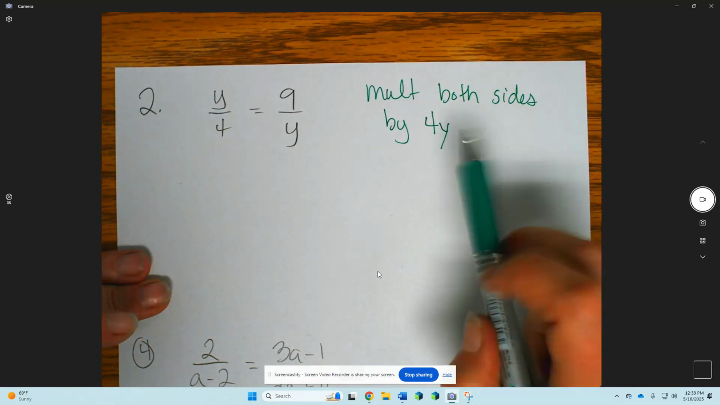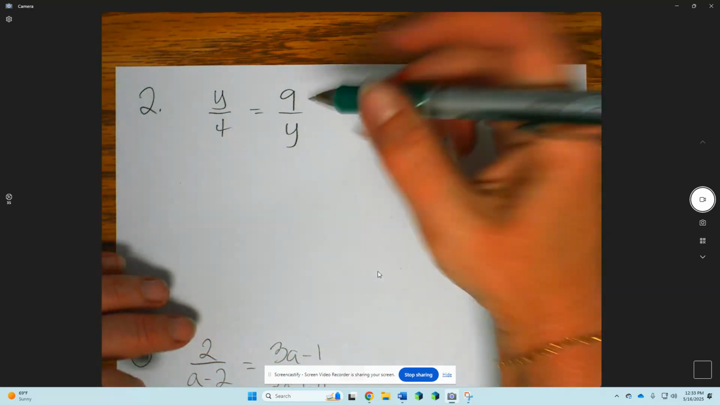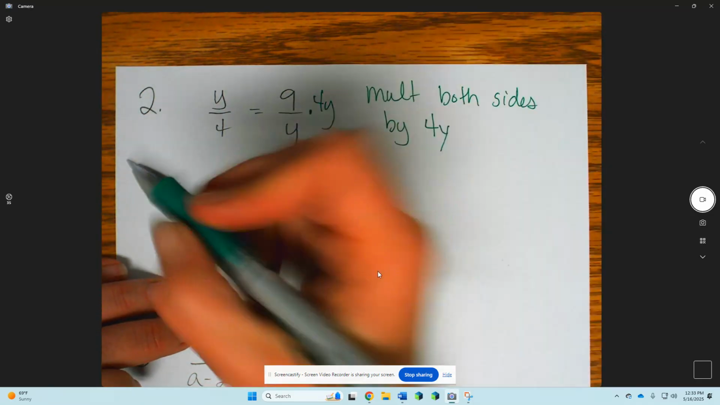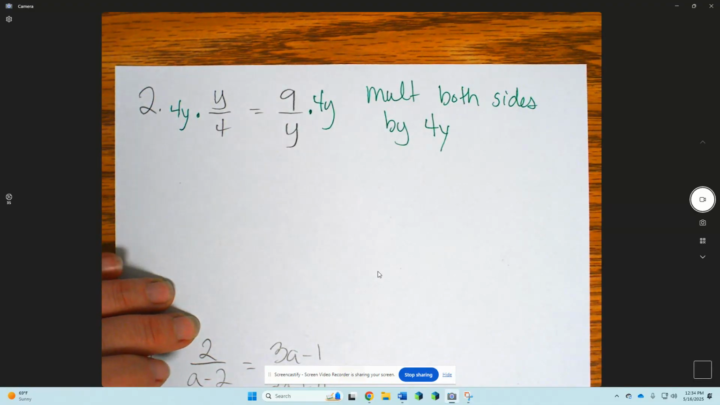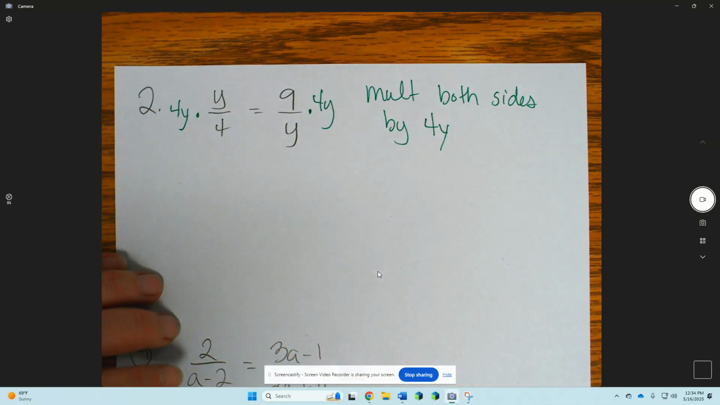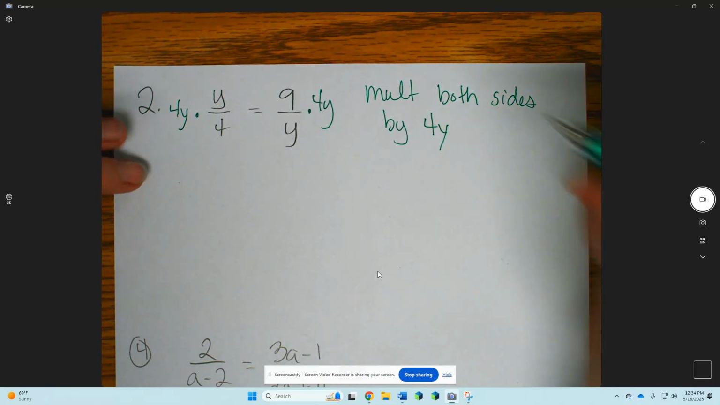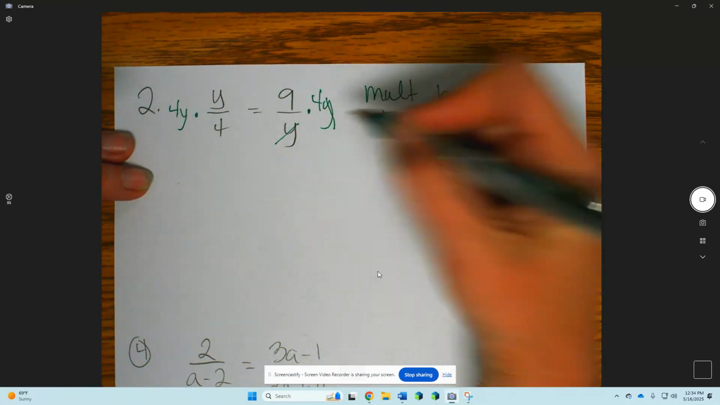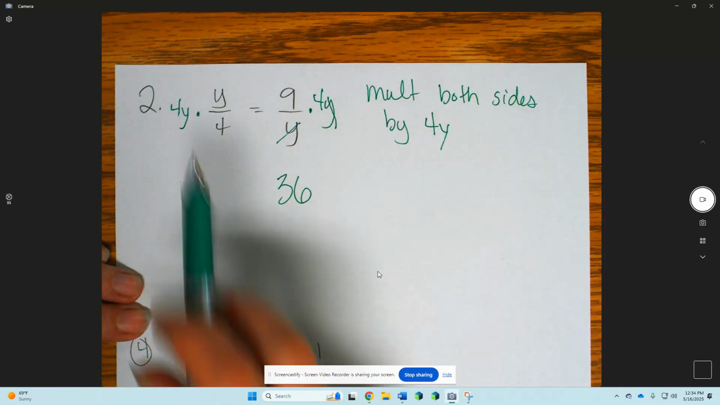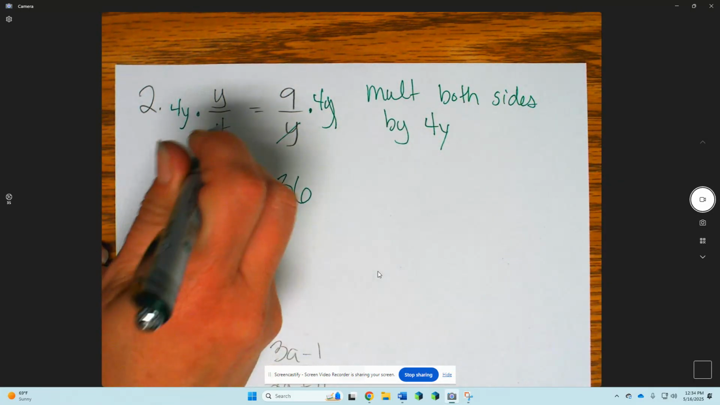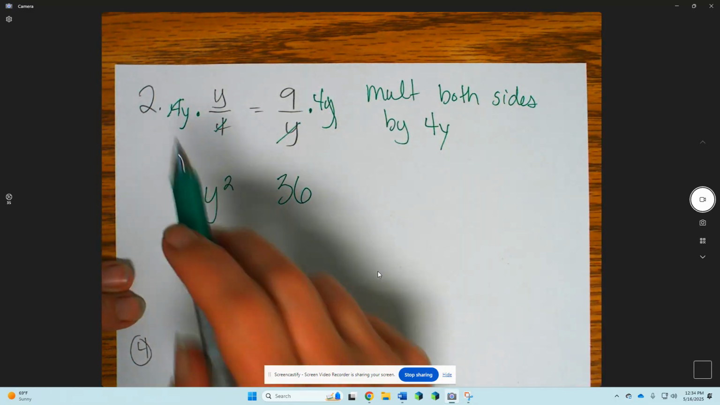So the reason that I'm going to multiply by 4y is that I'm going to clear the fraction. Because if I multiply this by 4y and this by 4y, then the denominators cancel out. I don't want to work with fractions if I don't have to, and so I'm canceling the fraction out. So this y and this y are canceled. So all I have right there is 36. And here, the 4's are going to cancel. So all I have is y squared. True?